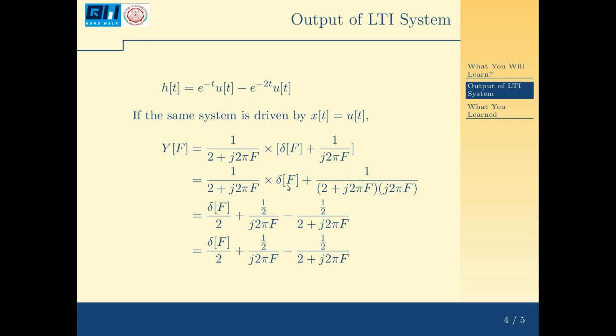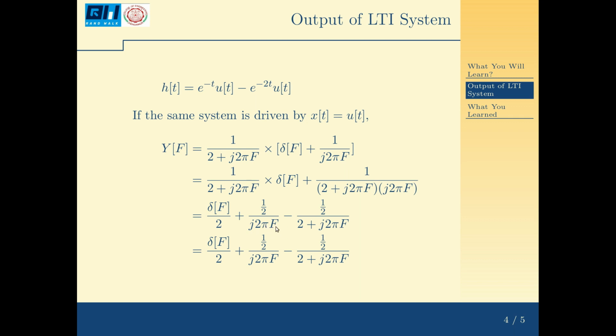Now delta f is nonzero for f equal to 0 only. So the j2πf term simply disappears because at f equal to 0, j2πf is 0. So the first term becomes delta f by 2, and the second term becomes 1 by j2πf into 2 plus j2πf, which I can easily put into partial fractions by taking the residues. Here there are two terms, j2πf and 2 plus j2πf. The first has a pole at f equal to 0, and the second has a pole at f equal to minus 2 by j2π.